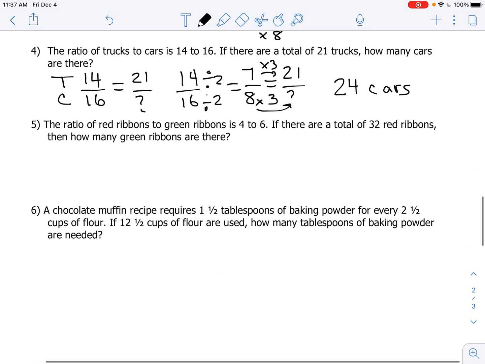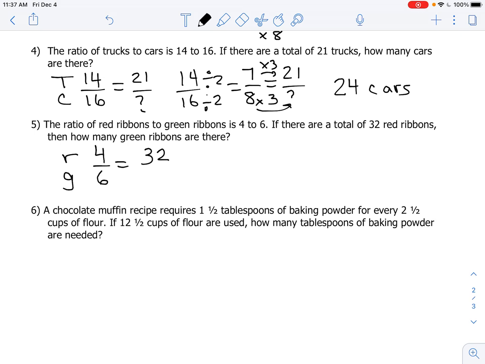Number 5, the ratio of red ribbons to green ribbons is 4 to 6. If there are a total of 32 red ribbons, then how many green ribbons are there? So I'm going to set this up as red in the numerator, green in the denominator, 4 over 6. And there are 32 red ribbons. We're going to put that in the numerator. I know that 4 times 8 gives us 32, so to make an equivalent ratio, we have to multiply 6 times 8 as well, and that would be 48. So there are 48 green ribbons.